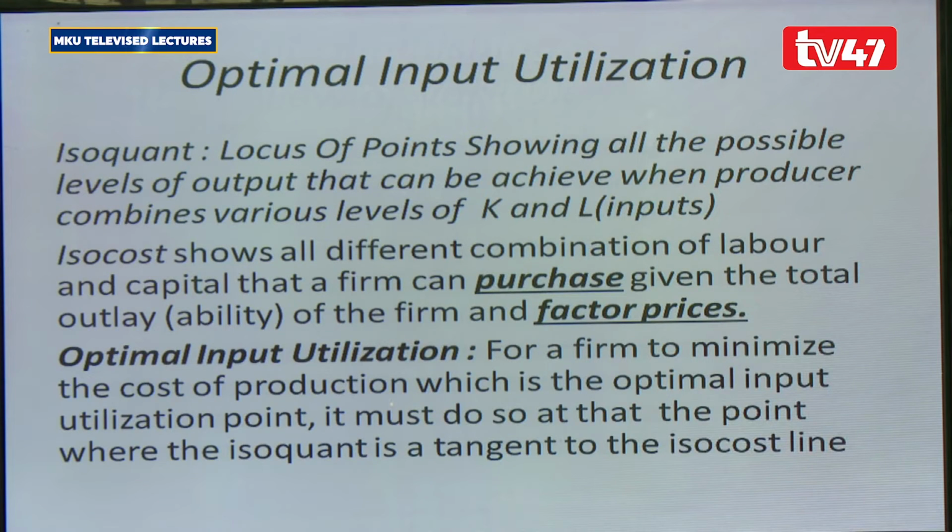We look at what point he optimizes the utilization of the resources. We call this optimal input utilization. We demonstrate that through what we call the isoquant curve and the isocost curve. I want to differentiate between those two. The isoquant, we demonstrate it through a curve, but the isoquant is a locus of points. And they show the different levels of output that can be obtained when capital is combined with labor.